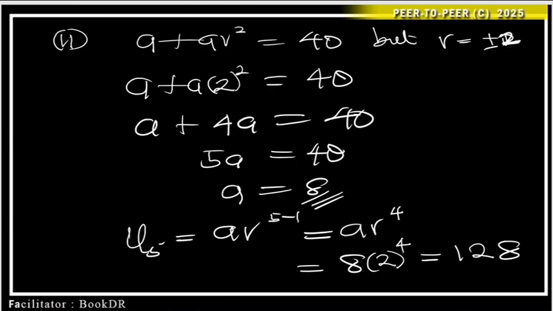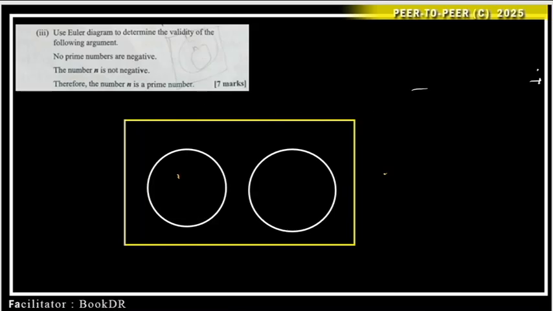Let's move on to the next question. Use the Euler's diagram to determine the validity of the following argument. The premise is that no prime numbers are negative. The number n is not negative, therefore the number n is a prime number.